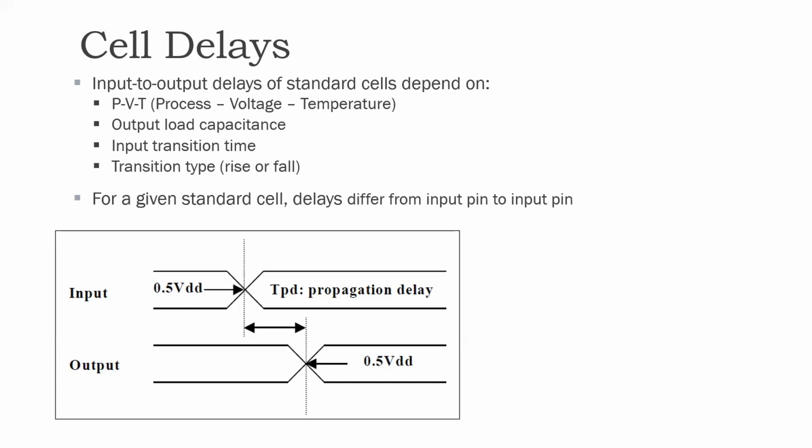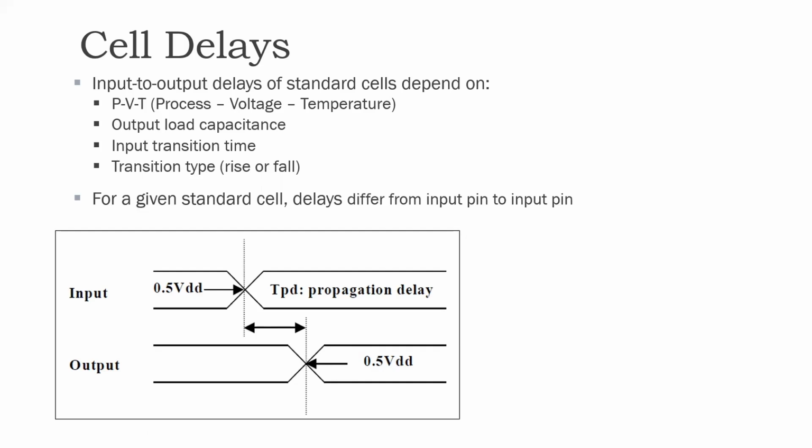And then when the output crosses 0.5 VDD is the delay. We call that the propagation delay. So the propagation delay is the time interval between the input crossing 0.5 VDD and the output crossing 0.5 VDD.